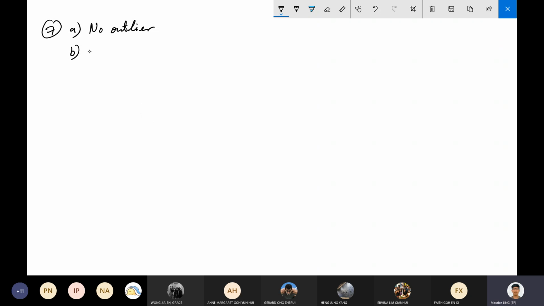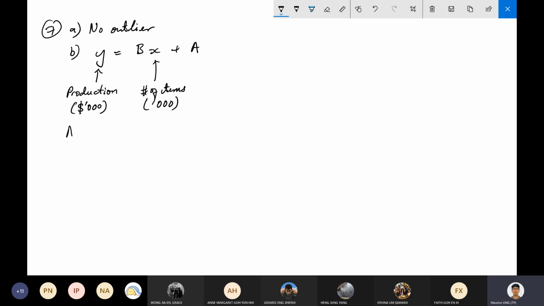So production cost, let me see. Just this. So y equals bx plus a. So y is your production cost, because in terms of thousands of dollars. X is the number of items, also in the thousands. Okay. So what is A, what is B, and what is the correlation coefficient?